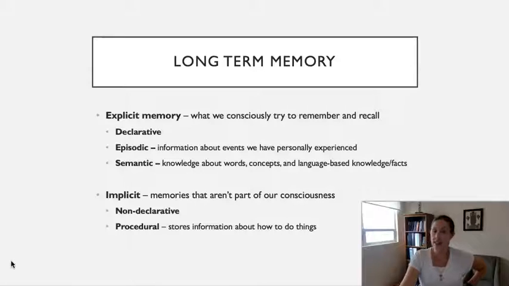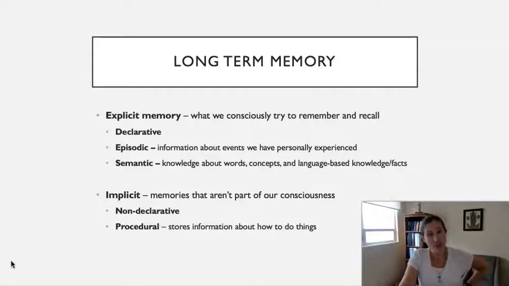Semantic, declarative, explicit memories are knowledge about words, concepts, language-based knowledge, and facts. Remembering the definition of semantic memory is a semantic memory. If you remember the capital of Delaware, that is a semantic memory. So those are ones that you can easily talk about. You can be explicit about it, you can describe it, it is easy to come to mind, and you know if you know the capital of Delaware or not.